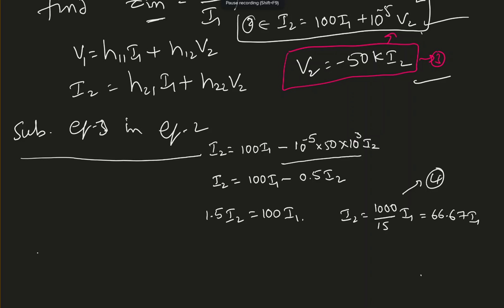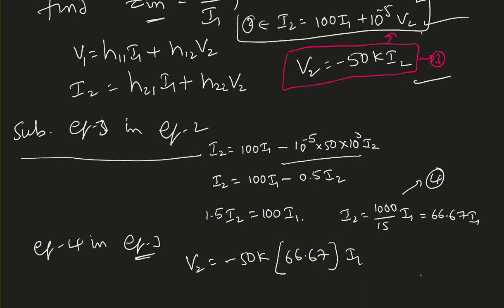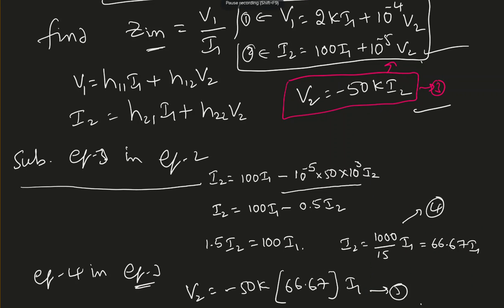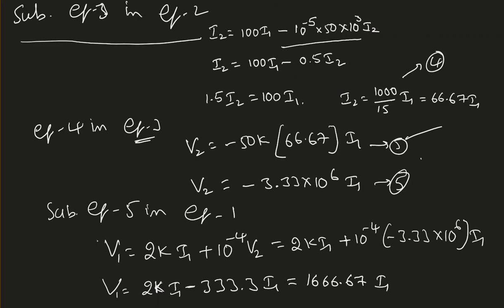Now I'm going to substitute equation 4 in equation 3. So we'll end up with V2 equal to minus 50K times 66.67 I1. This is equation 5. Now we're going to substitute equation 5 in equation 1. So here is my equation 1, here is my equation 5. If you substitute that, then we'll end up with the relation between V1 and I1.